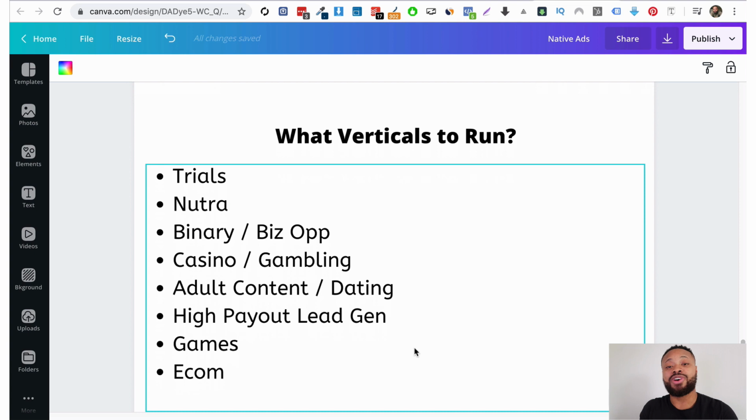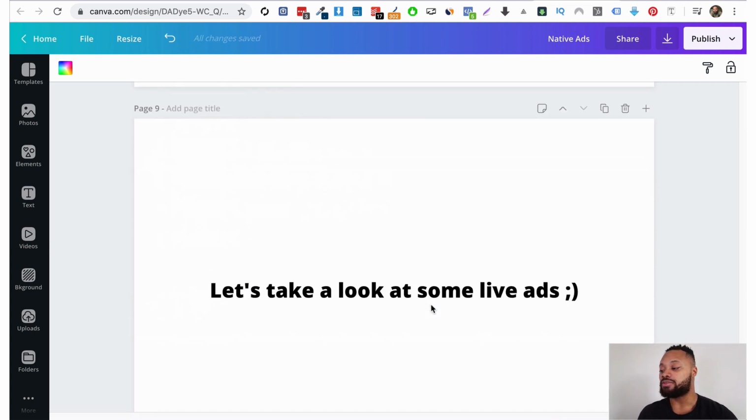Now, you may be wondering, okay, if I want to run with native, what ads actually do well? Also, what verticals do well? What verticals should I run on native? So we'd say trials, Nutra, binary, biz op offers, casino, gambling, adult content, dating, high payout lead gen. That could be like mortgage, high payout insurance offers, some solar offers. They will do well. Games, and also e-com. All right, e-com still does well on native.